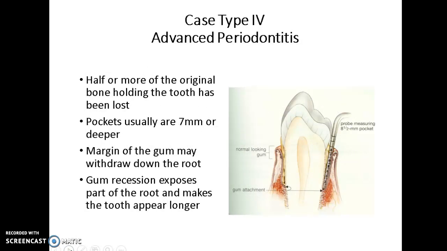Case type 4 is advanced periodontitis. This is where half or more of the original bone holding the tooth has been lost to the disease. Pockets in this case are usually 7 millimeters or greater. The margin of the gum may withdraw down the root towards the apex even further, and gum recession is going to expose more of the tooth, which makes the tooth appear longer.